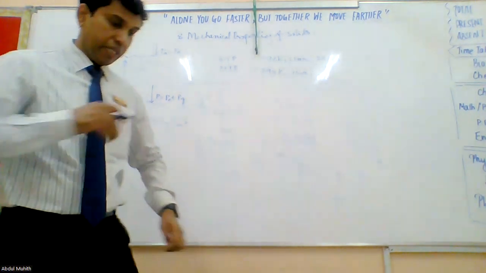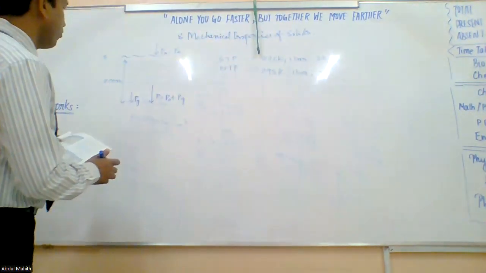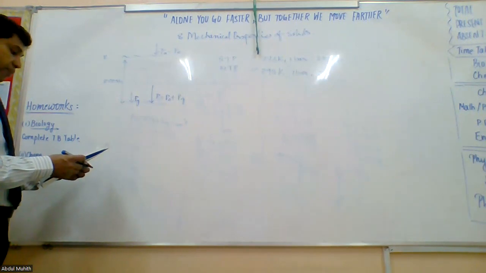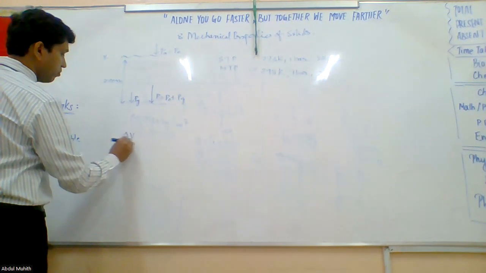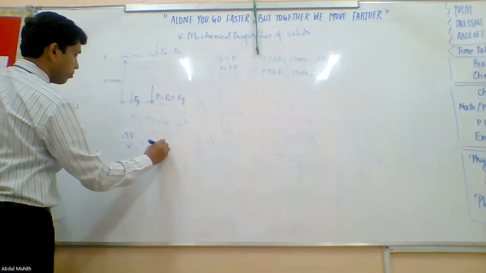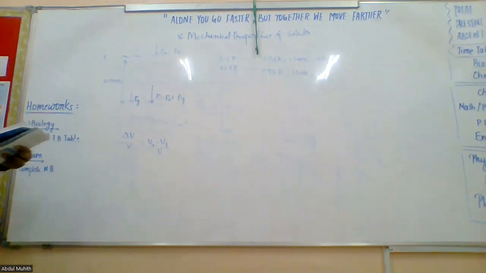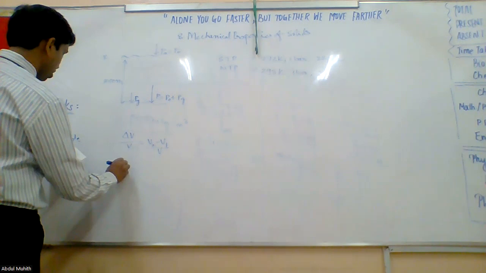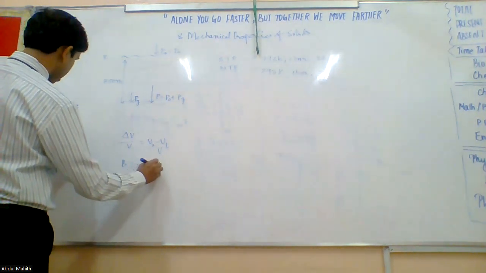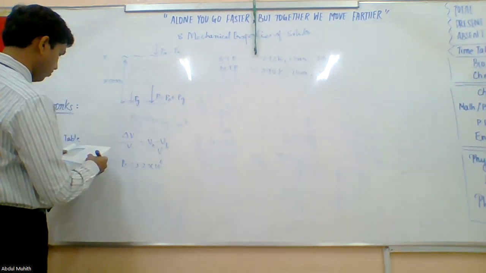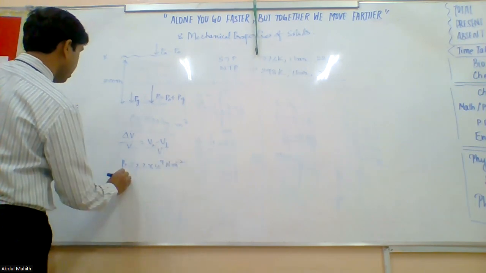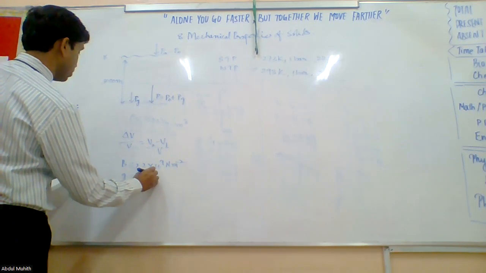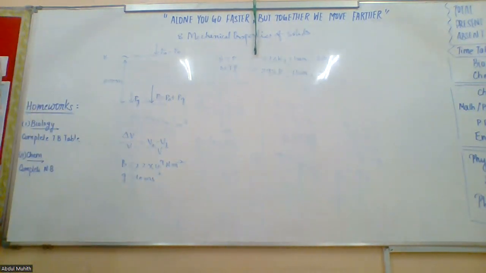Now, according to the numerical, he says calculate the fractional compression. Compression means the change in volume, so delta V by V, that is V2 minus V1 by V. At the bottom of the ocean, given that the bulk modulus of the water is 2.2 into 10 to the power of 9 Newton per meter square, and the gravity is 10 meter per second square. Clear?